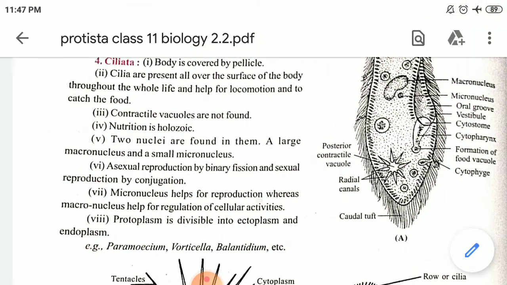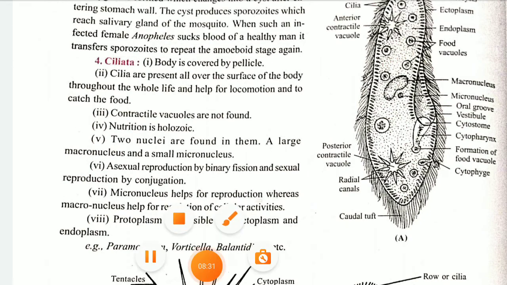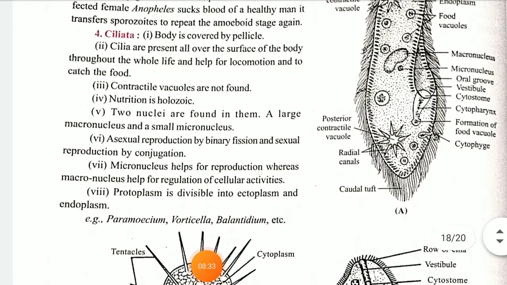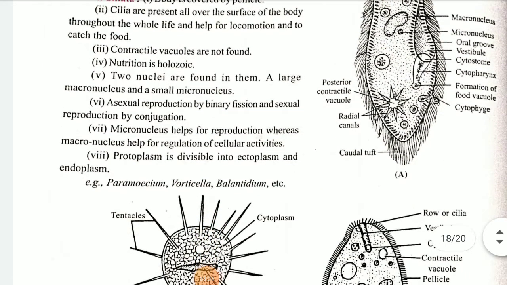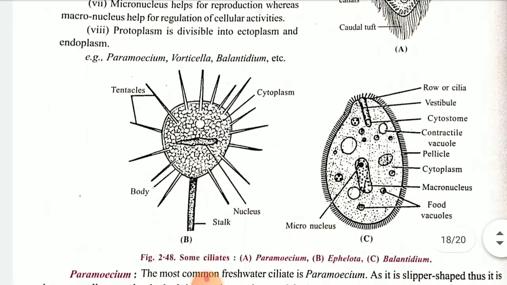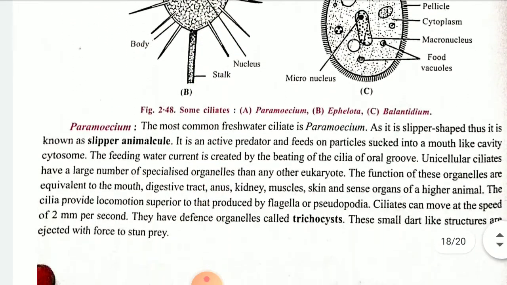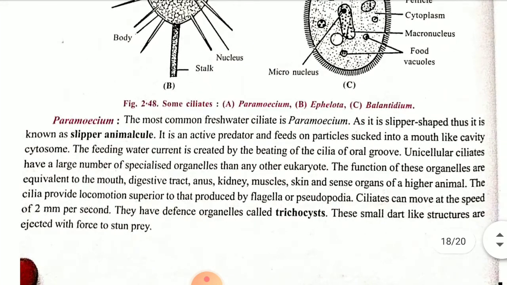Okay. Then micronucleus may be present. After that, the structure is given here. Paramecium is the best example. It is the freshwater ciliated Paramecium, slipper-shaped cells. Then, children, it is a unicellular ciliate with cilia throughout the body.